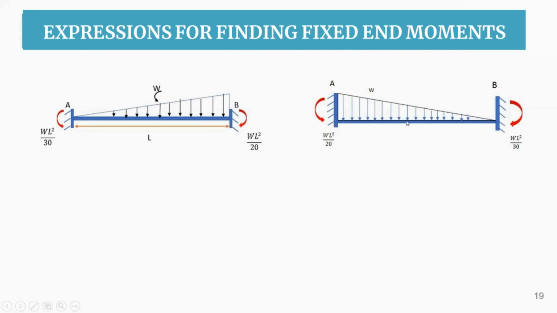So these are some of the expressions that can be directly used for finding the fixed end moments, as we discussed in the procedure, step 2. If it is in the anti-clockwise direction, you substitute as negative. If it is in the clockwise direction, we substitute as positive. So in this module, we'll end it here.